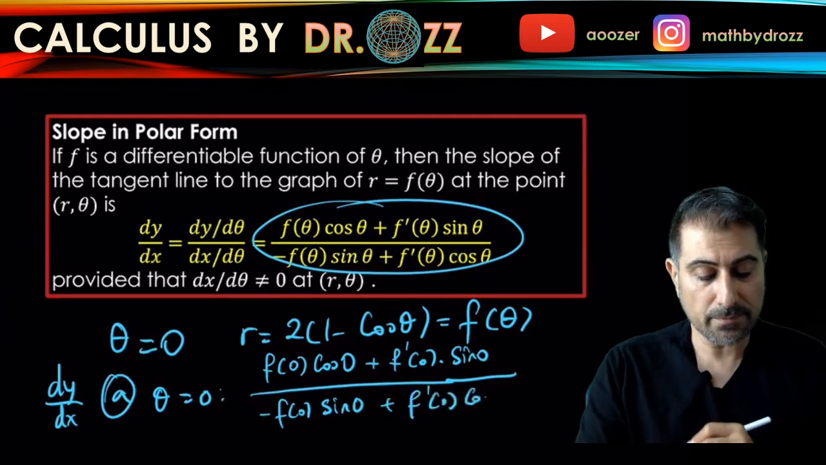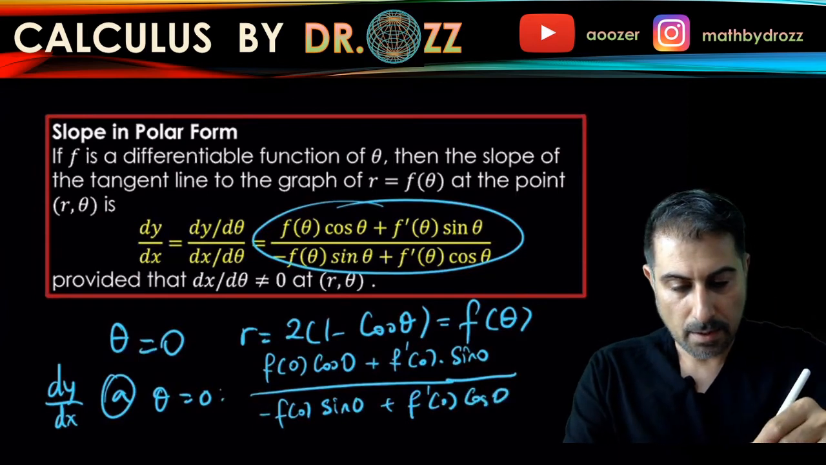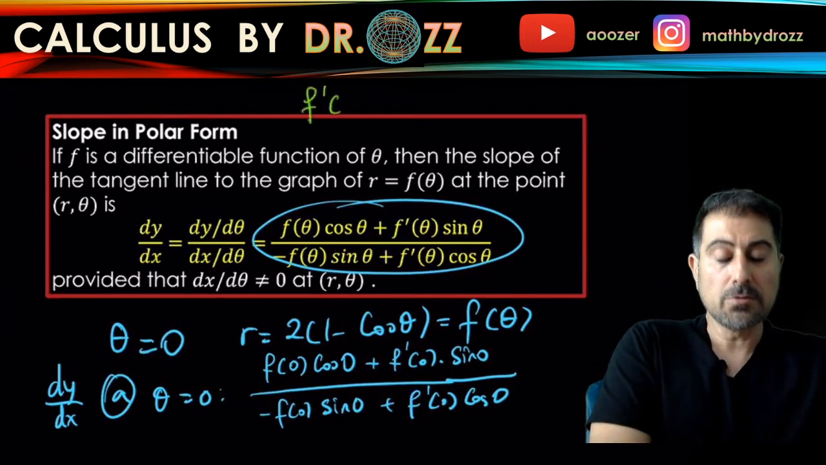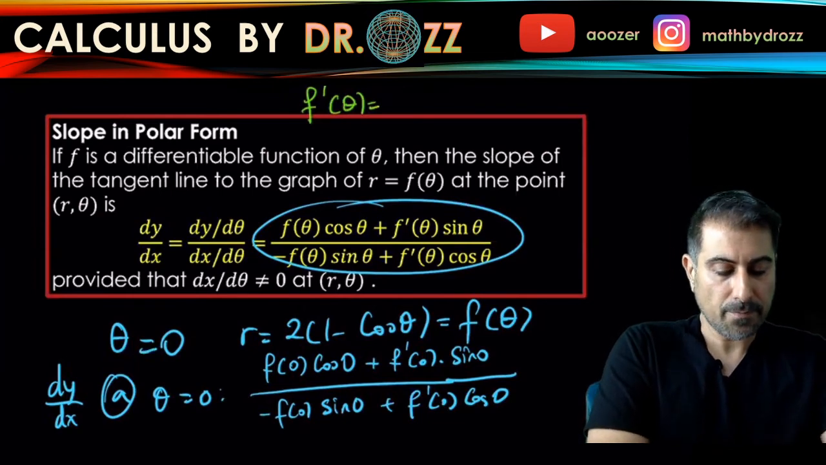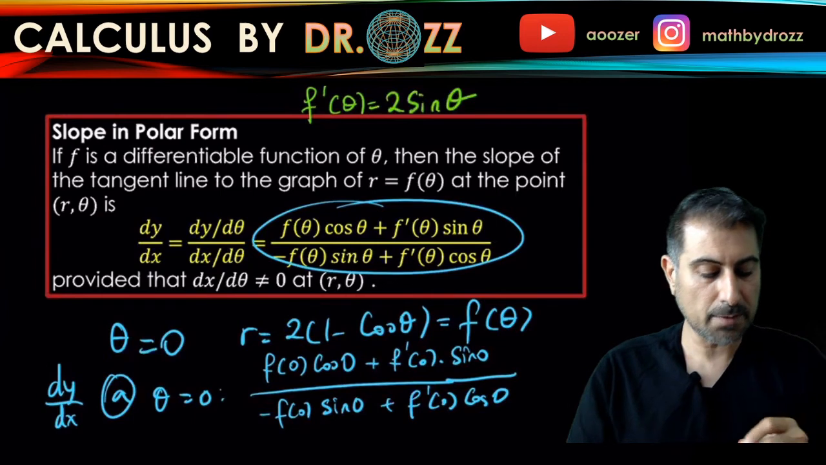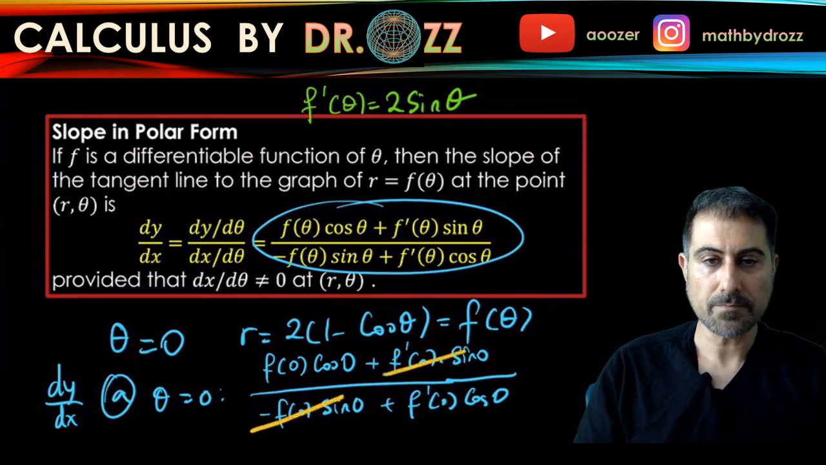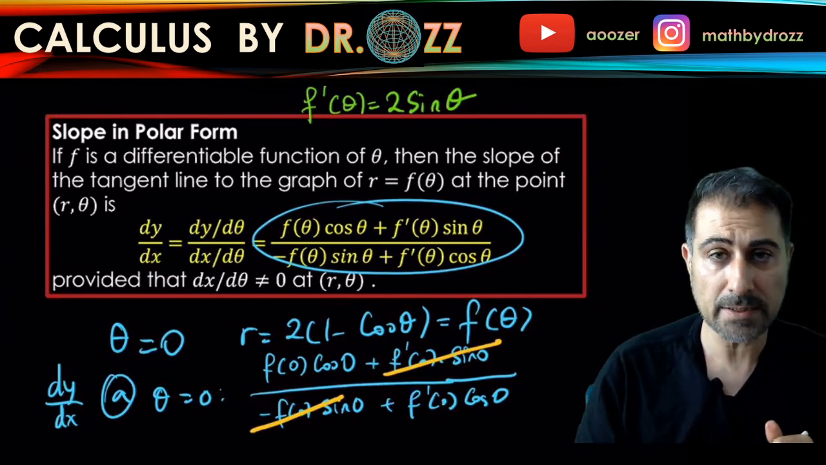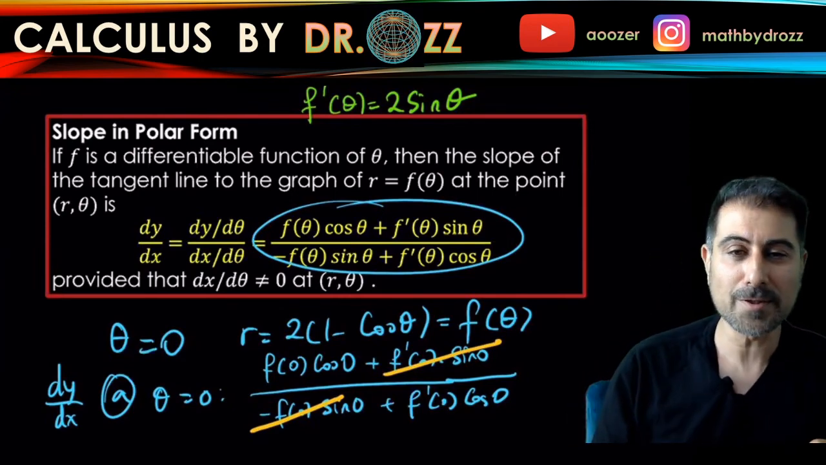We can go ahead and find f prime real quick. F prime of theta is the derivative of 2 times 1 minus cosine theta, and that is 2 sine theta. First observation: sine 0 is equal to 0, so those terms are gone. Therefore I have cosine 0 times f of 0 on top, and on the bottom f prime at 0 times cosine 0. Look what's going on here: f prime at 0 is also equal to 0.